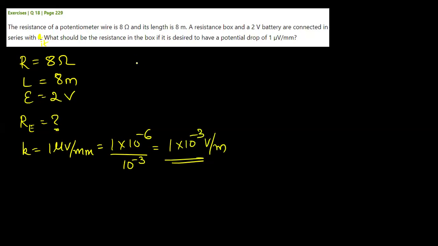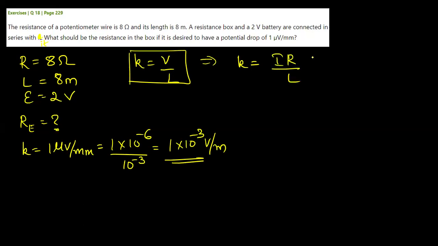Now we know that K equals V by L. This is our formula. We will use the same formula, but here there are some changes. K will be equal to V, which is IR upon L. I is written as epsilon upon R plus small r, plus there is one more resistance, that is Re. I did not write this Re resistance in earlier sums, but in the actual formula, capital R is the external resistance, small r is the internal resistance, Re is the rheostat resistance. That is what is asked over here.